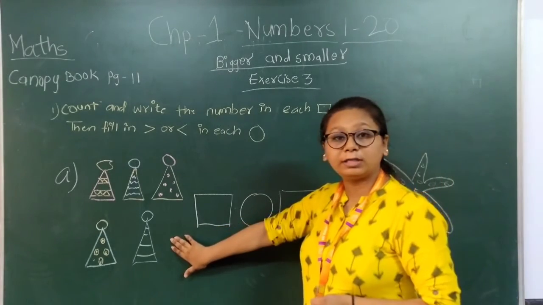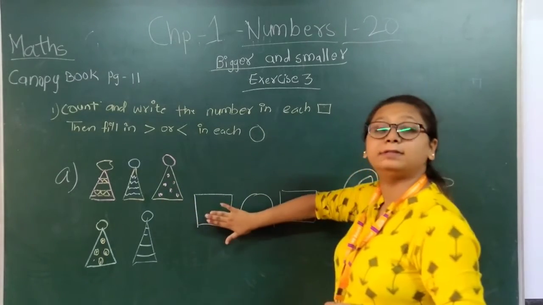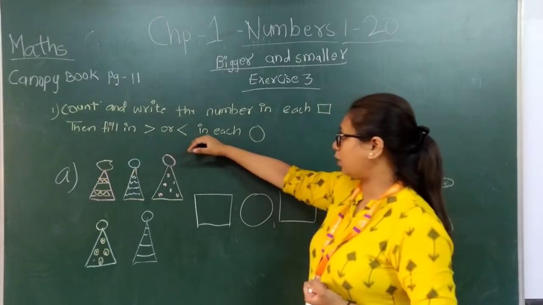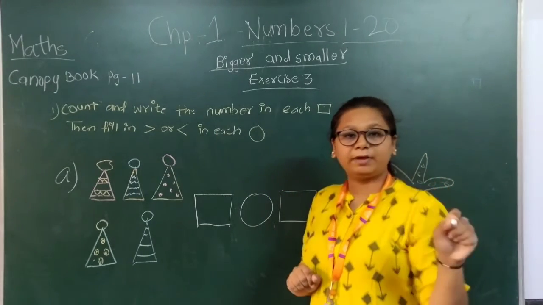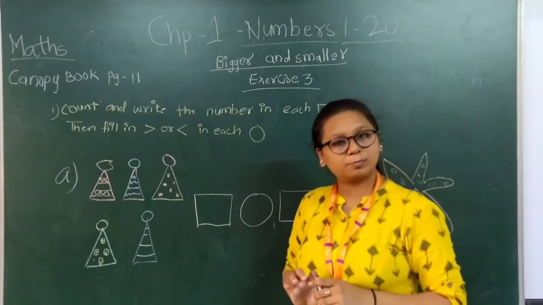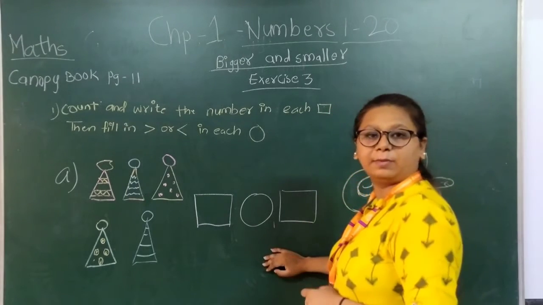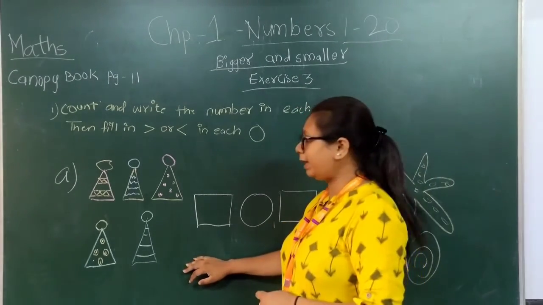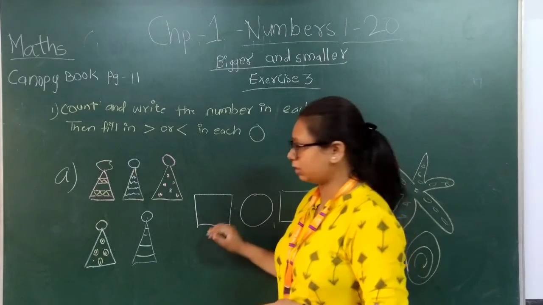We have to count the number of objects, okay? And we have to write it in this box. Then fill in greater or smaller in each circle. And then you have to fill in the sign greater or smaller in each circle, okay? So come on, we will start with the A one. Now you can see there are birthday caps, right? We will count the number of birthday caps and write it in this box.